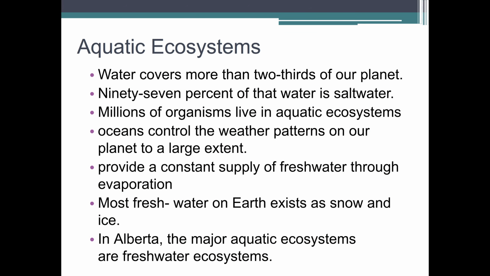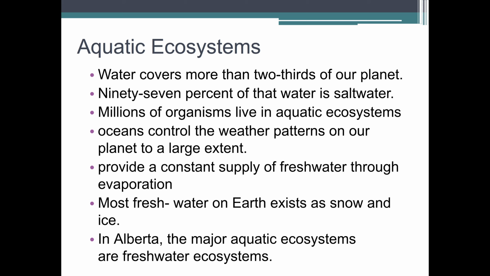Okay, and then we have the different aquatic ecosystems. Aquatic ecosystems, again, aquatic meaning water. Water covers more than two-thirds of our planet. 97% of that water is salt water, so in the ocean. Millions of organisms live in these aquatic ecosystems.